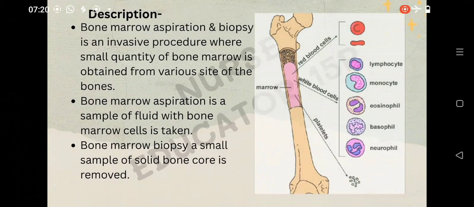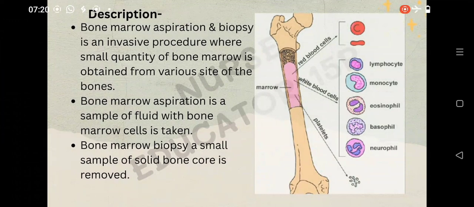What is bone marrow aspiration and biopsy? These two are invasive procedures where a small quantity of bone marrow is obtained from various sites of the bone. What happens in bone marrow aspiration?